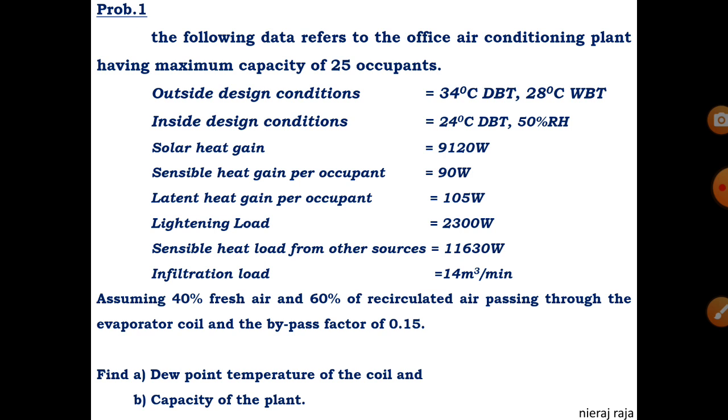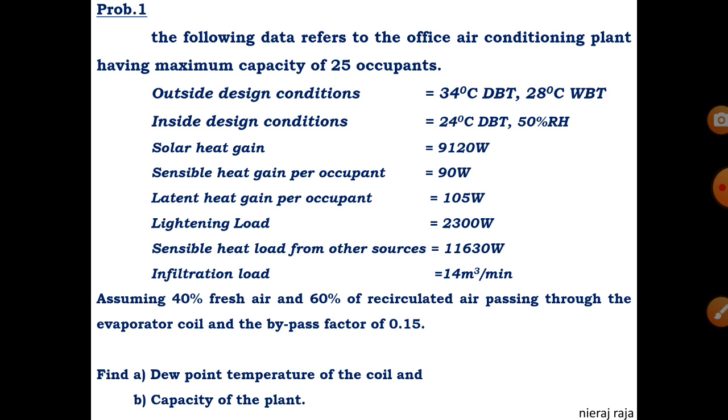it means the fresh air which you are taking from the atmosphere at 34 DBT and 28 WBT is going to mix with the recirculated air coming from the room. They are mixed together and then enter your cooling coil. So if you analyze the arrangement of this air conditioning plant, you can conclude that initially there is fresh air, then a mixing chamber, after that the cooling coil, and then the room. And the bypass factor of the cooling coil is given as 0.15.